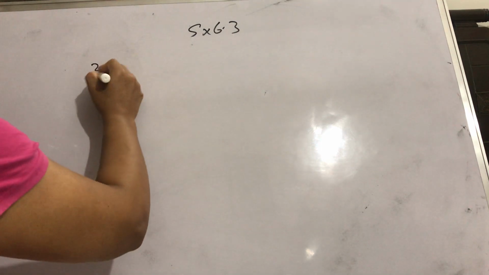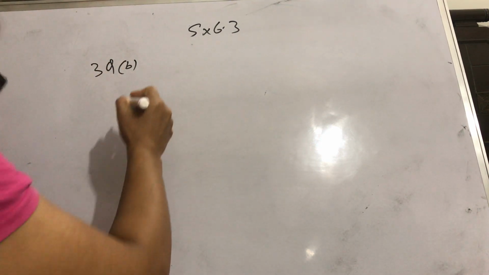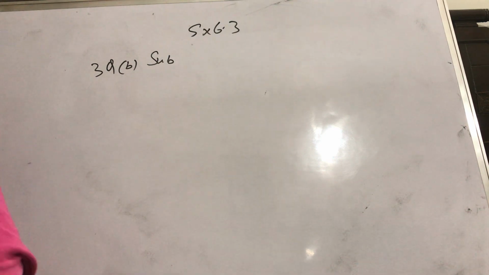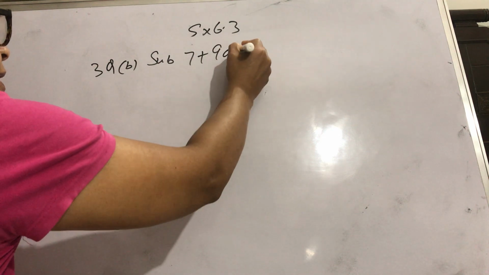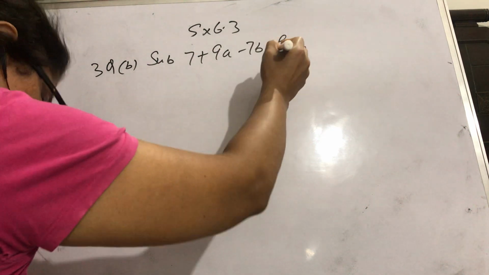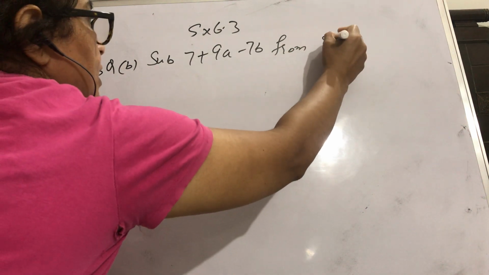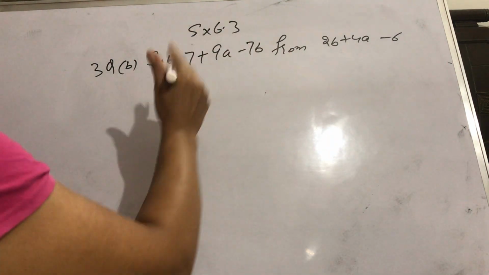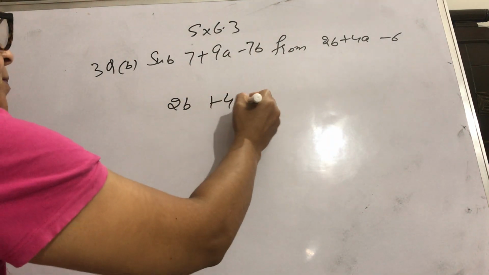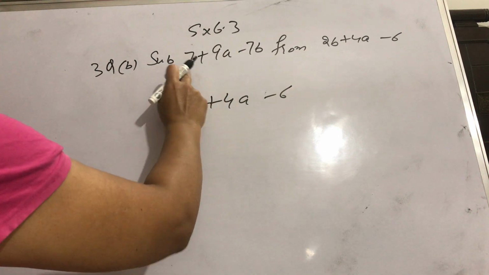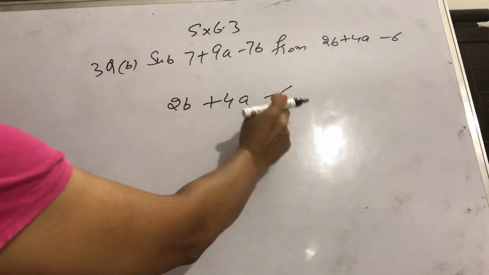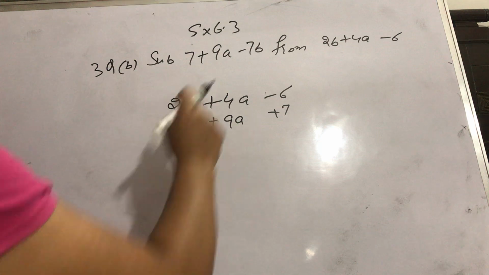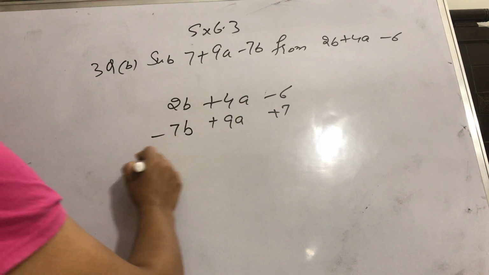Now look at the third question, B part, second part. Subtract 7 plus 9a minus 7b from 2b plus 4a minus 6. The expression that is after from, it will be written at the top. The first expression, it is 7. That is the constant term. That 7 will be written here, plus 7. Plus 9a, it will be written here. Minus 7b, it will be written here.